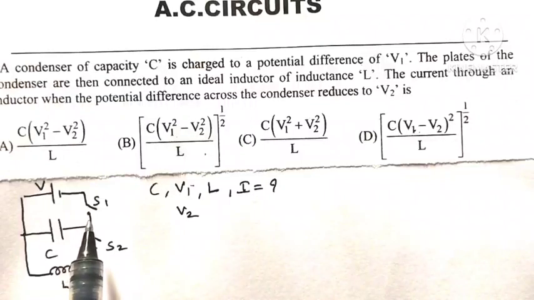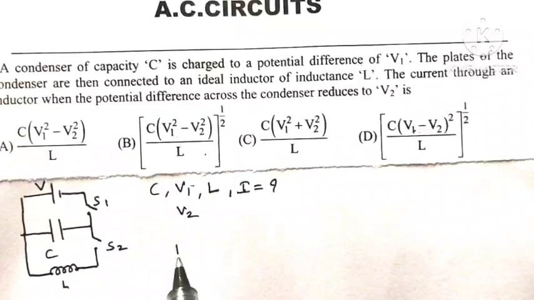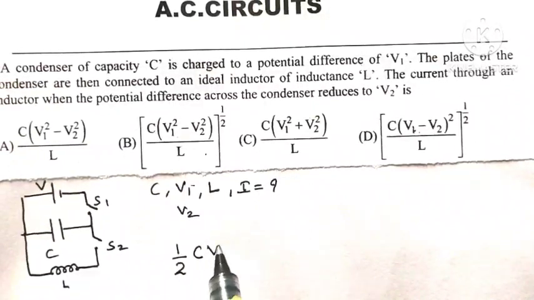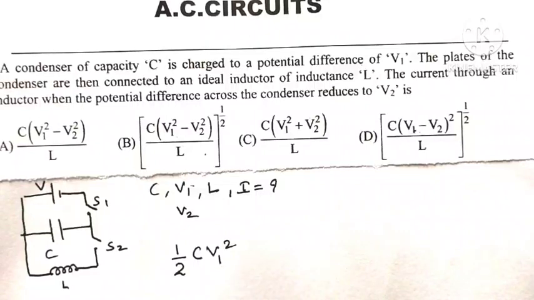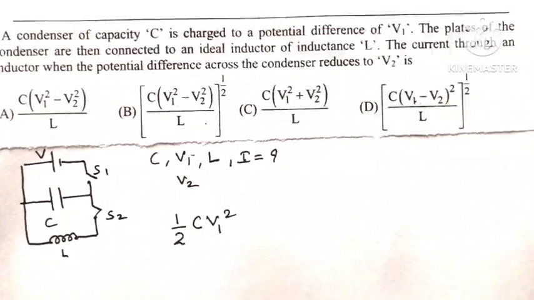Here we have a situation: just by closing the switch S1, the condenser is initially charged to a potential difference V1. Then what is the energy stored in the condenser? The initial energy stored in the condenser is half C V1 square. Then switch S1 is opened and switch S2 is closed, so the condenser starts discharging through an ideal inductor of inductance L.